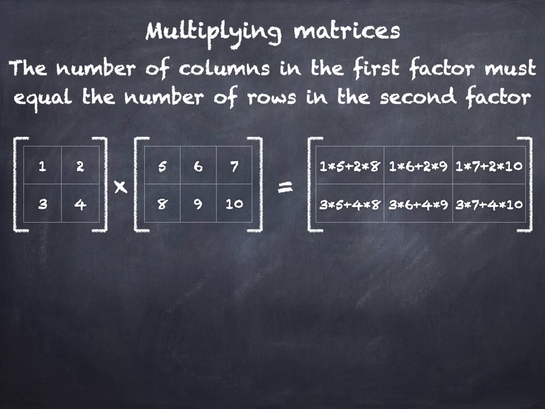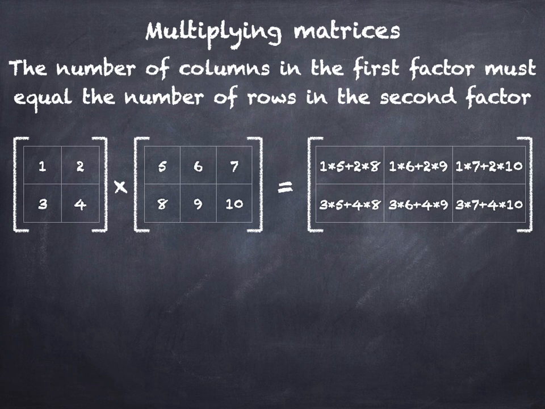If you go to the right, first row, second column. So you take the first row, 1 and 2, second column, 6 and 9, 1 times 6, 2 times 9. It's like we're taking the row and swinging it 90 degrees and dropping it on top of the column and multiplying. So 1 times 6 and 2 times 9.